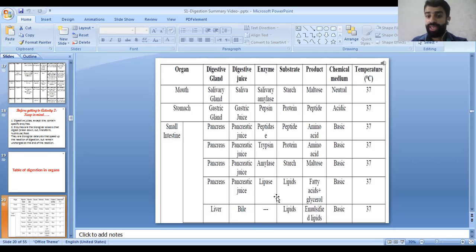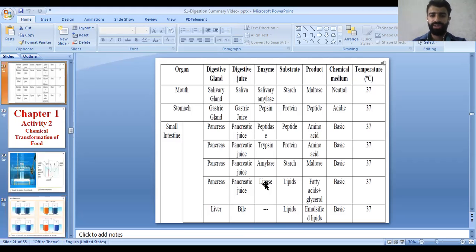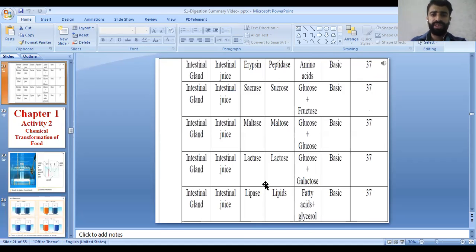Bile doesn't contain enzymes. It works on lipids by emulsification. It dissolves the lipids to help the enzyme lipase digest them. Intestinal glands secrete intestinal juice. Erepsin works on peptides to give amino acids. Maltase works on maltose. Lactase works on lactose. And lipase works on lipids also. So you have to review the notes regarding the enzymes, their substrates, and the final results, as well as the chemical medium.